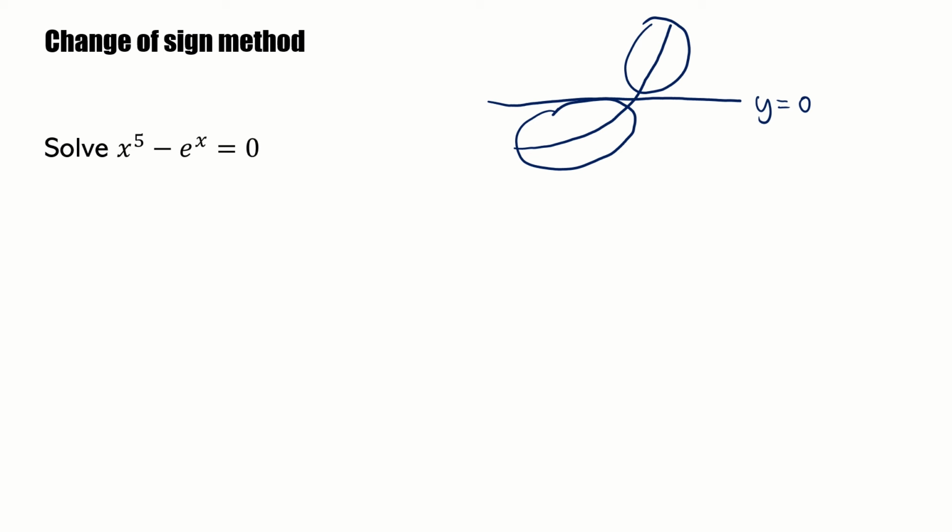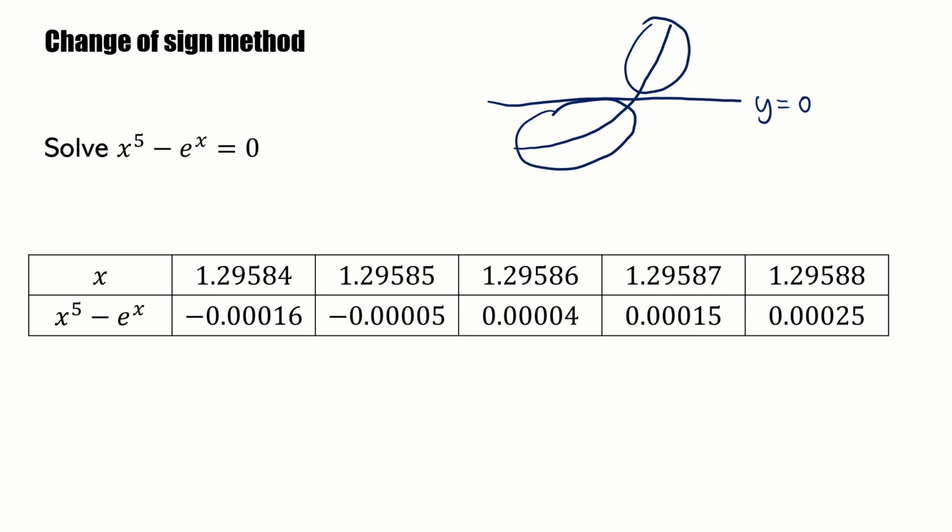So repeating the same process we had before with this same equation, but now in a way that will make it a lot easier to spot, we can have those same decimals we had before, but now plugged into x to the power of 5 minus e to the x, and we can see straight away there's been a change of sign here, so therefore that means we know the root lies in between these two decimals. A lot quicker and easier to spot, and less things to compare.